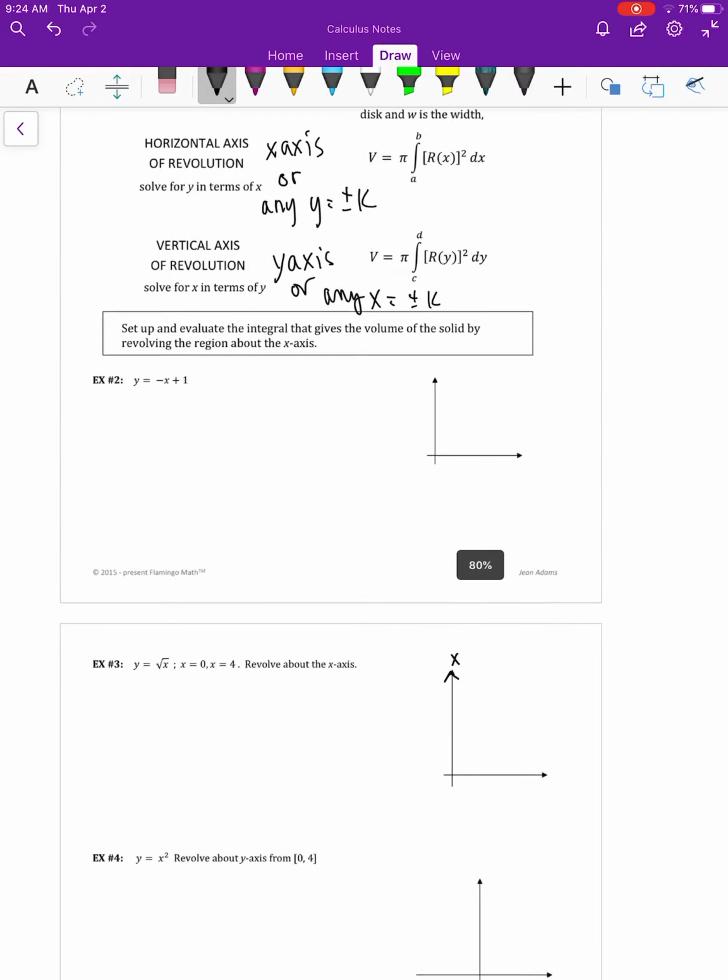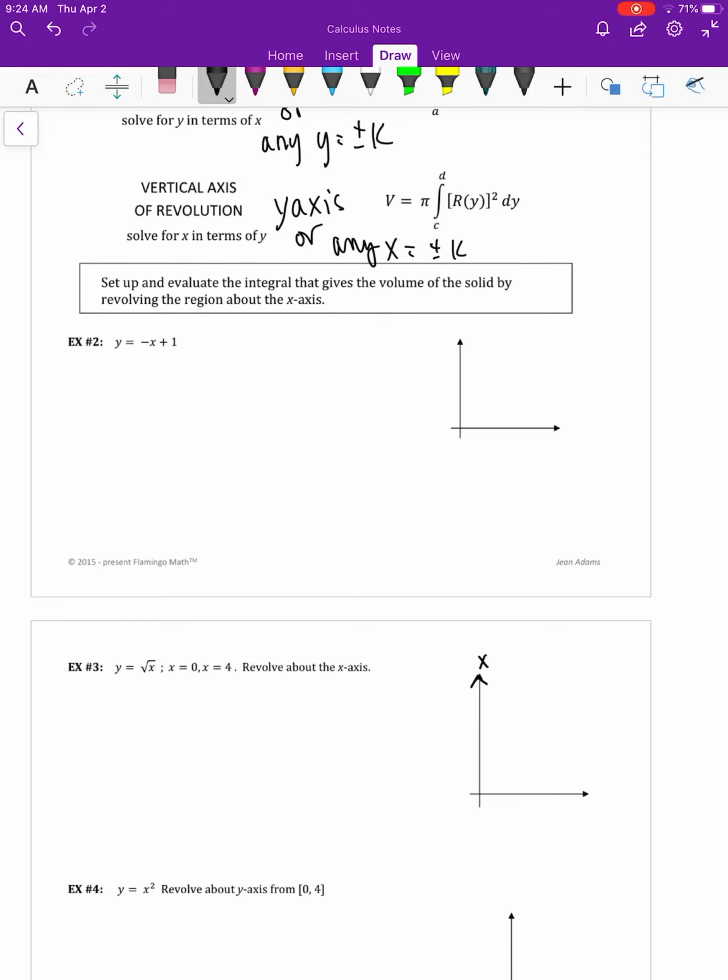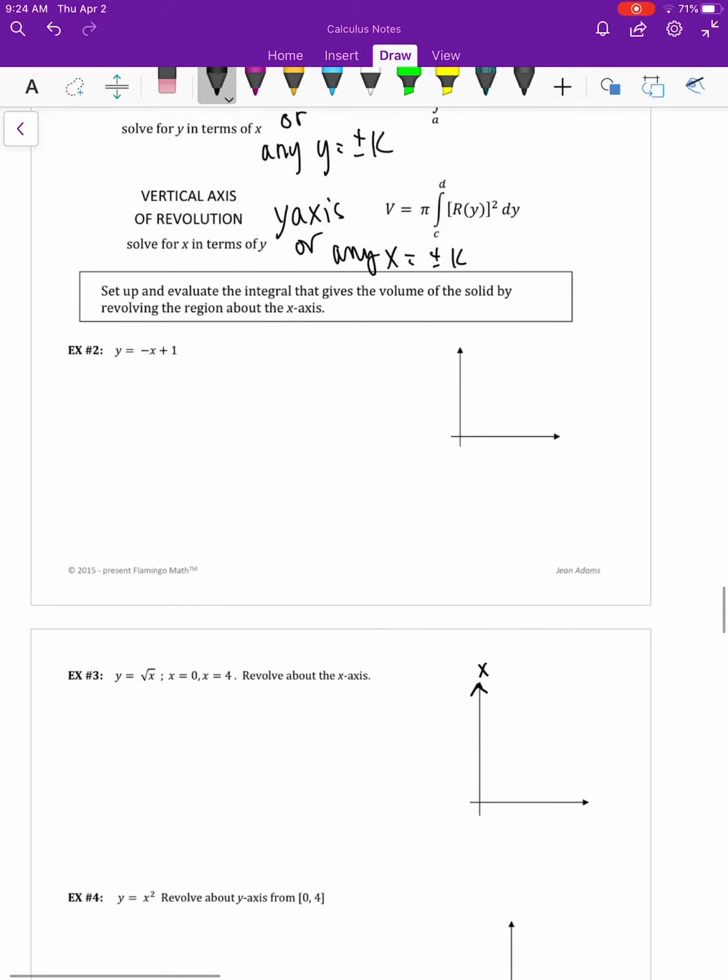All right, so now let's look at example number 2. The first thing we're going to do is sketch a graph of this. I know that this goes through the y-axis at +1, and it has a -1, +1 slope. So I just did rise over run. I went -1, and then I went +1. And this is my linear function. I'm going to go ahead and shade the region that they're talking about.